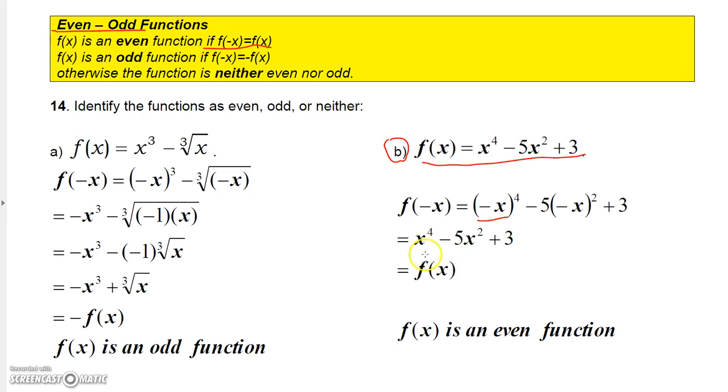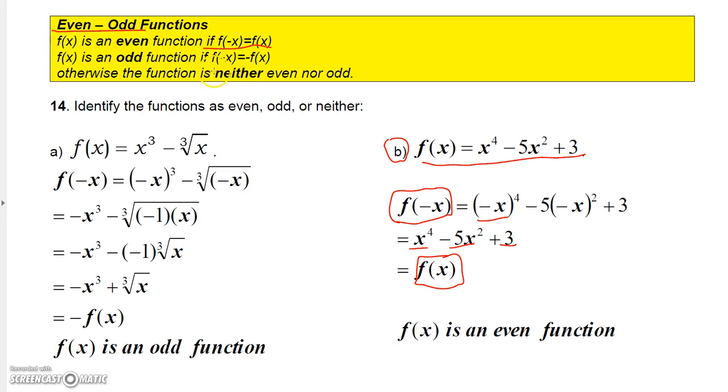This function here, if you replace x with negative x, in other words, calculate f of negative x, well, negative x to the fourth is the same as x to the fourth. Negative x quantity squared is the same as x squared. And you just bring the 3 down. So basically, you end up with what you started with. So, in other words, f of negative x actually equals f of x. So that's an even function. And you might remember that even functions are symmetric with respect to the y-axis.